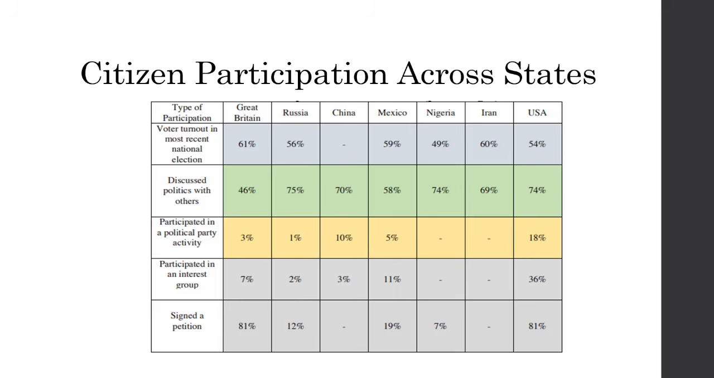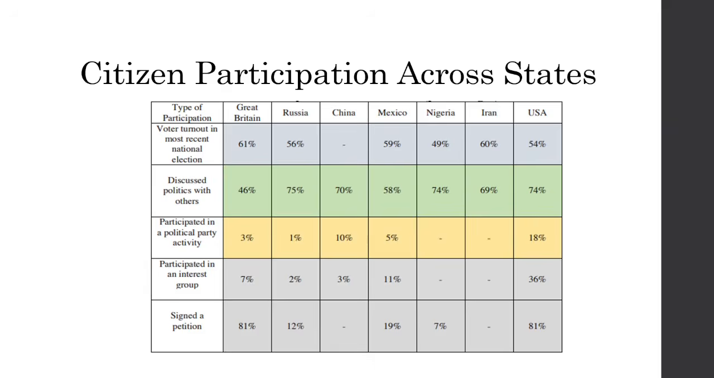Interest groups may not be that big in the country. In the USA, it's a huge deal. Interest groups in Russia and China, probably not that big of a deal, especially in Nigeria and Iran. I mean, look at that. And yeah, it's still higher than 4 of the countries listed, so it has some emphasis there.